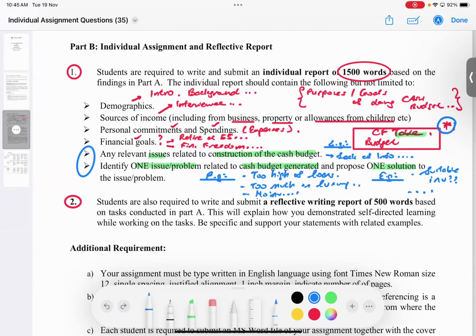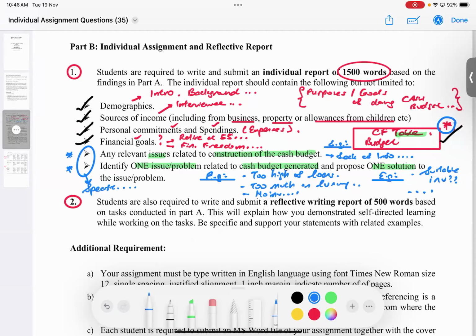So you see, if I put a color here, the front part, all these demographics, sources of info, personal commitment, financial goals of the interviewee, and this table, you can share among group mates. But after that, the last two you need to write on your own already. Be specific. These two carry marks.